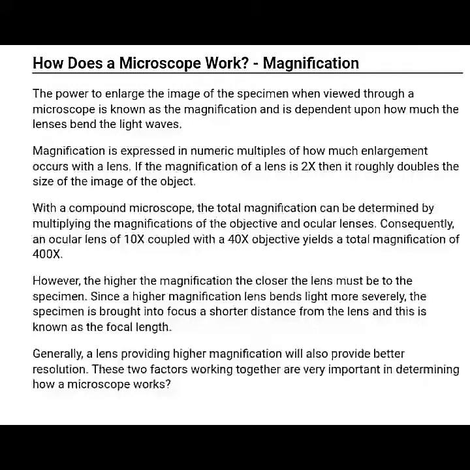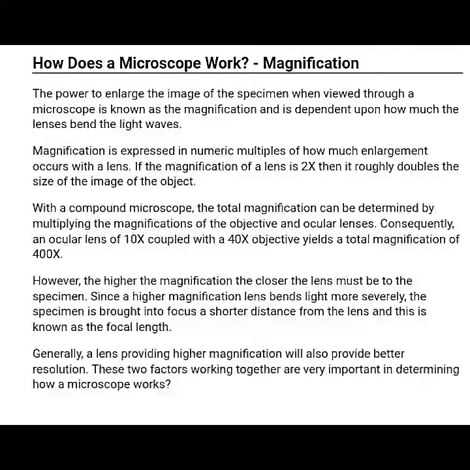object. With a compound microscope, the total magnification can be determined by multiplying the magnifications of the objective and ocular lenses. Consequently, an ocular lens of 10 times coupled with a 40 times objective yields a total magnification of 400 times. However, the higher the magnification, the closer the lens must be to the specimen. Since a higher magnification lens bends the light more severely, the specimen is brought into focus at a shorter distance from the lens, and this is known as the focal length.